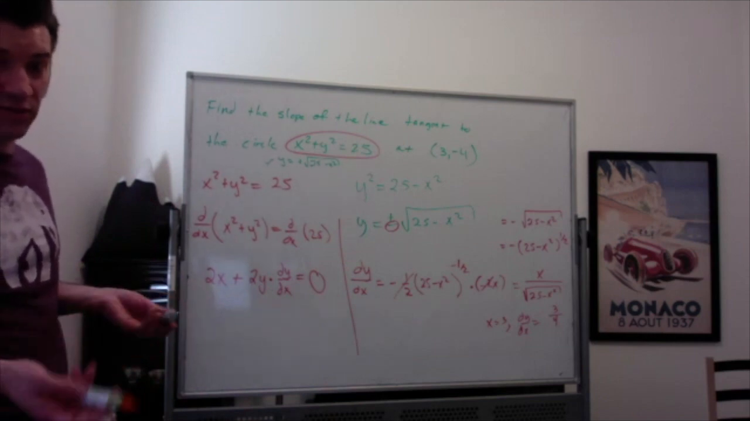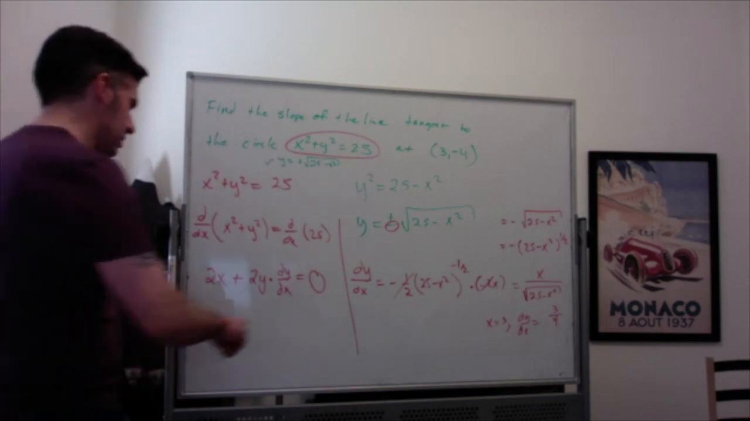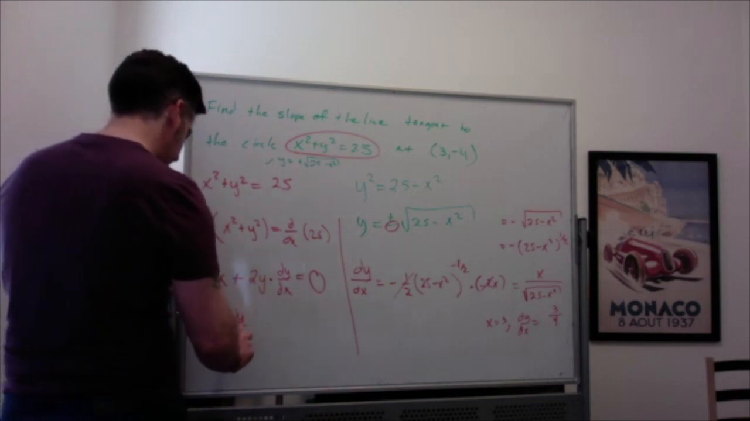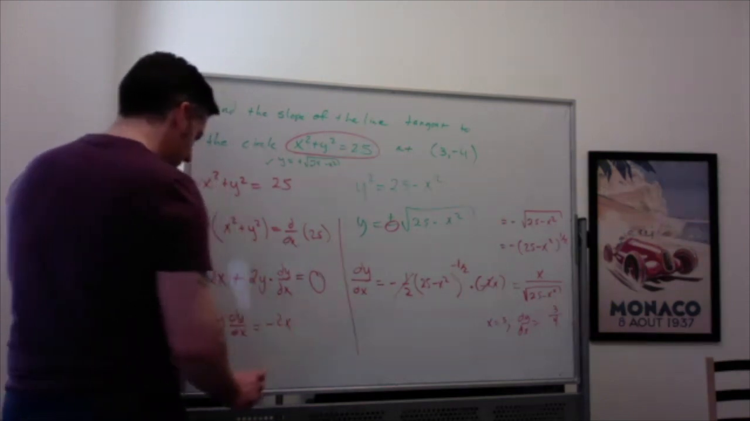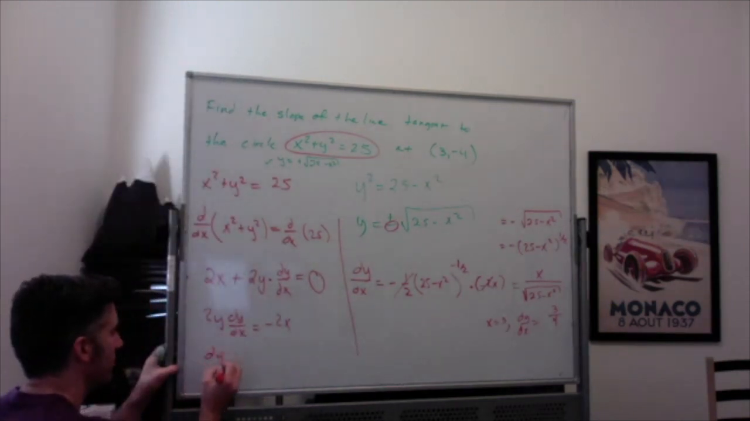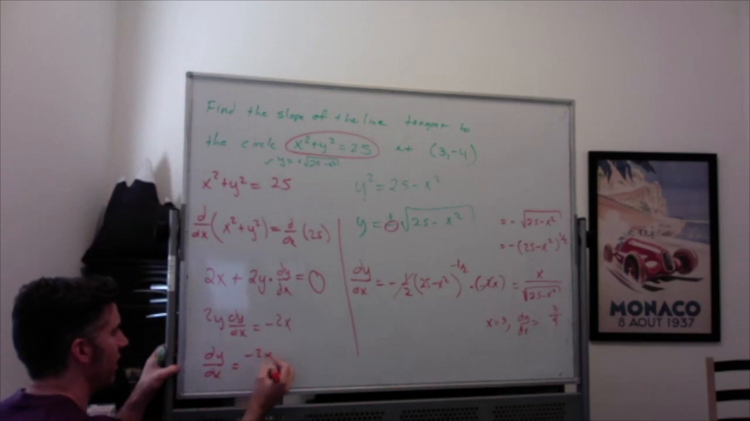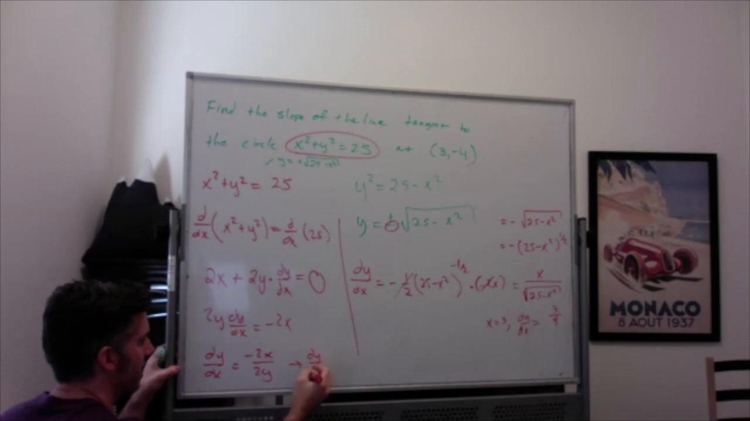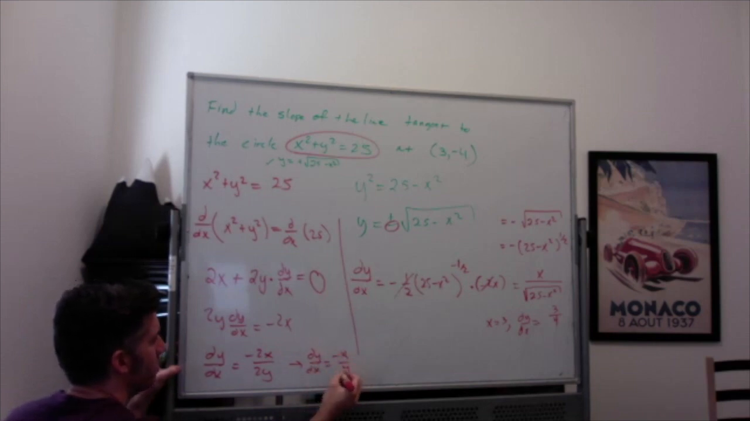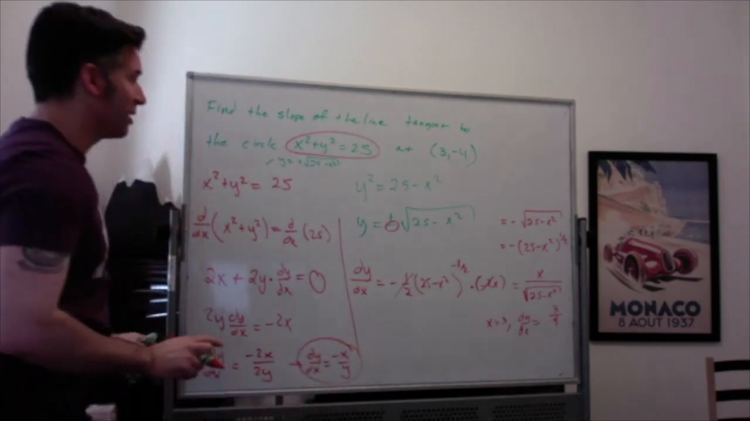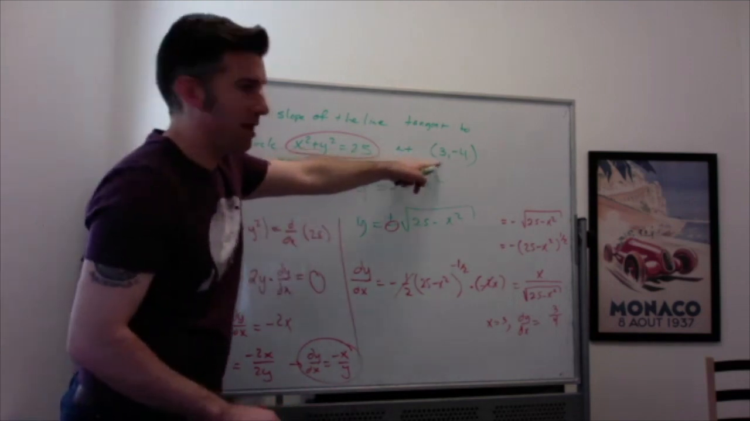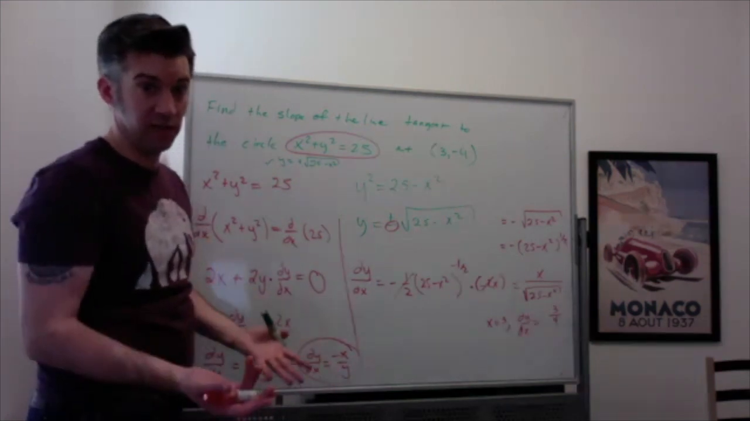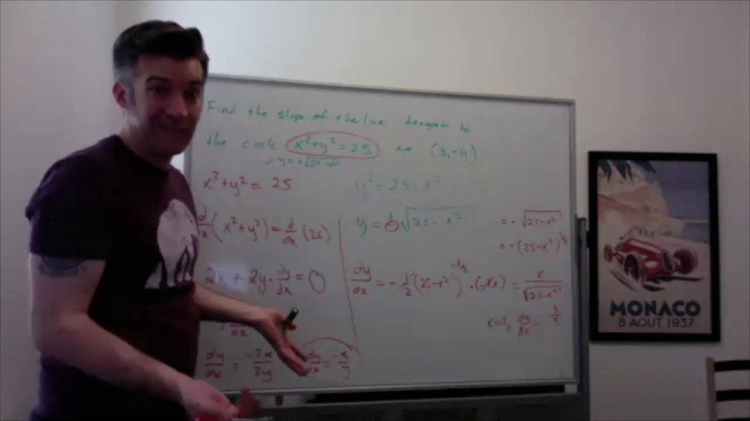And now we can solve for dy dx, right? Our goal was to find the derivative. So 2y dy dx is equal to negative 2x. And then dy dx is going to equal negative 2x over 2y. So we're going to get dy dx is equal to negative x over y. And if we plug in the point 3 for x, negative 4 for y, we get negative 3 over negative 4, which is positive 3/4. So we get the same answer.